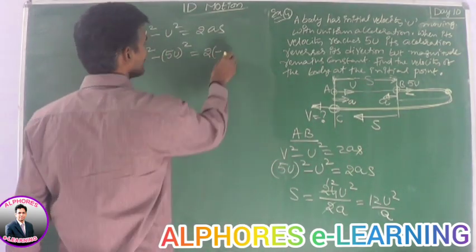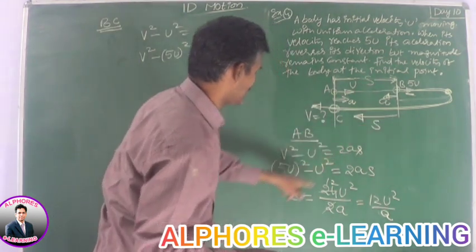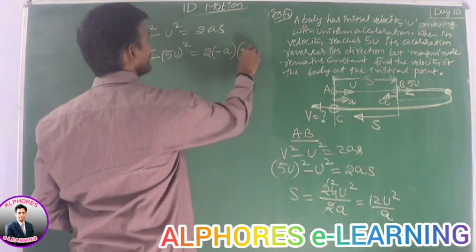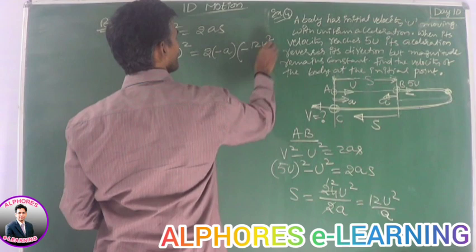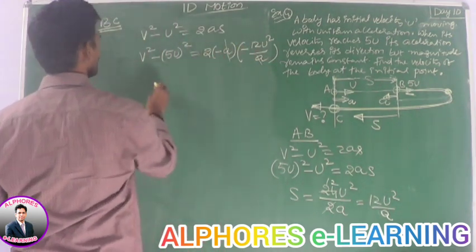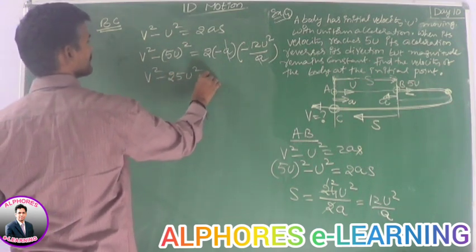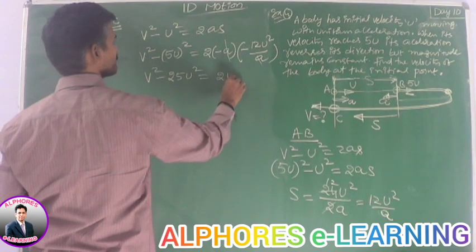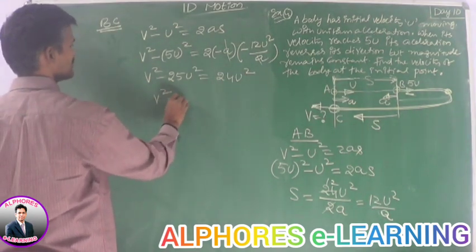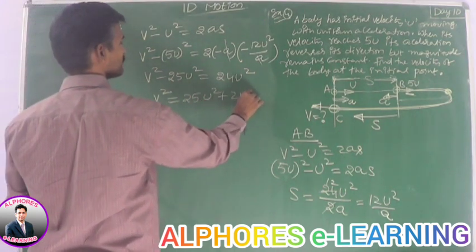Minus, this acceleration is A. Our displacement, yes, this S is negative. I calculated S: S is 12 u square by A, this is minus 12 u square by A. This A gets cancelled, minus minus plus, v square minus 25 u square, that is 24 u square. Taking the right side, you get v square is equal to 25 u square plus 24 u square.